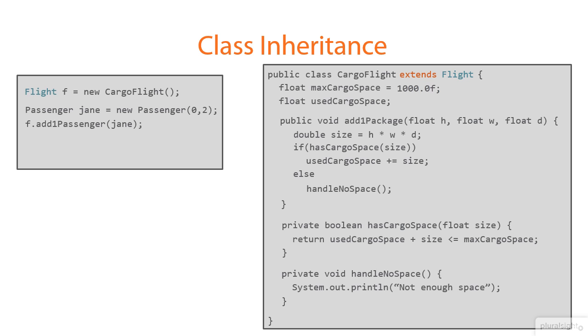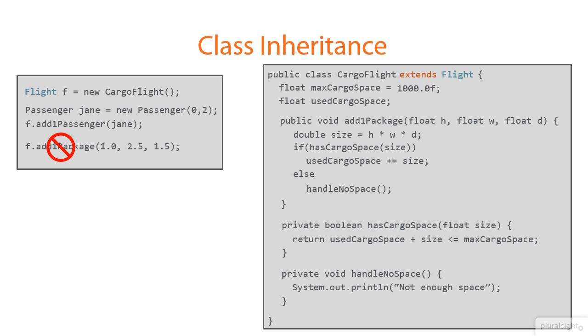The thing is that we only have access to capabilities that are visible to the flight class. So if we try to do f.add1package, right, even though a cargo flight knows how to add one package, a flight doesn't. So that wouldn't be a valid call because we can only access methods that are visible to the reference type.